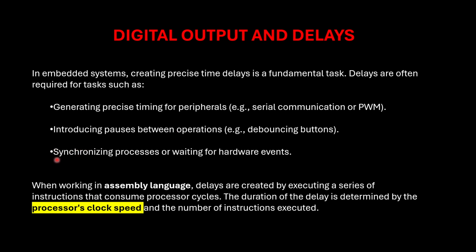Also, it's widely used for synchronizing processes or waiting for hardware events. So, when working in assembly language, delays are created by executing a series of instructions that consume processor cycles. The duration of each delay is determined by the processor's clock speed and the number of instructions executed. This is the keyword, okay? Or the keywords, processor's clock speed. This is very important to know, okay? And then I will show you later how you can realize about this value.